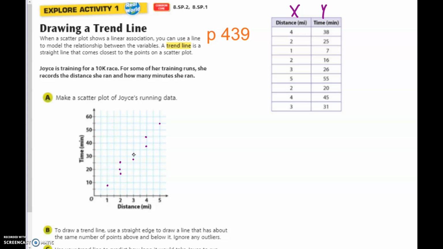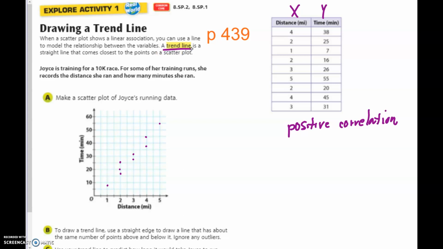This is scattered about, but it seems to be making a pattern, and it looks like as we go further in distance, it seems to take us longer. So we would say that this has a positive correlation. And in this positive correlation, we can make something, and you saw us yesterday draw some lines through some data. So this is called a trend line.